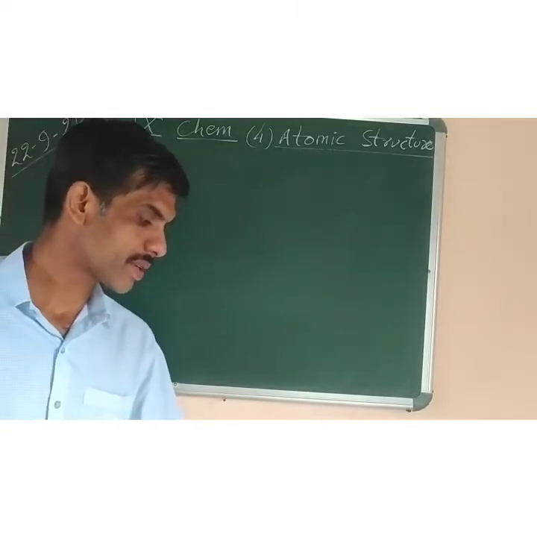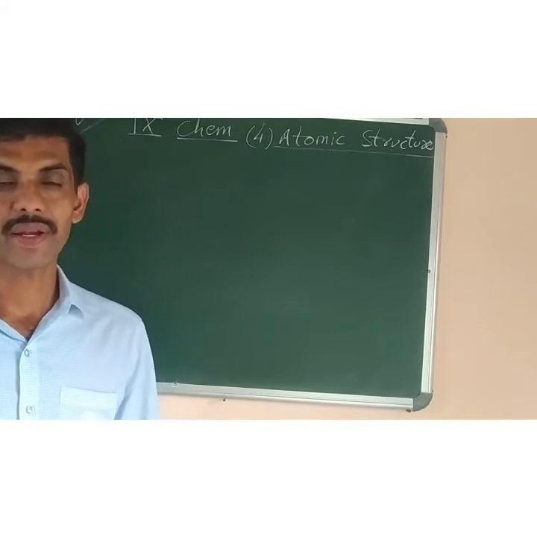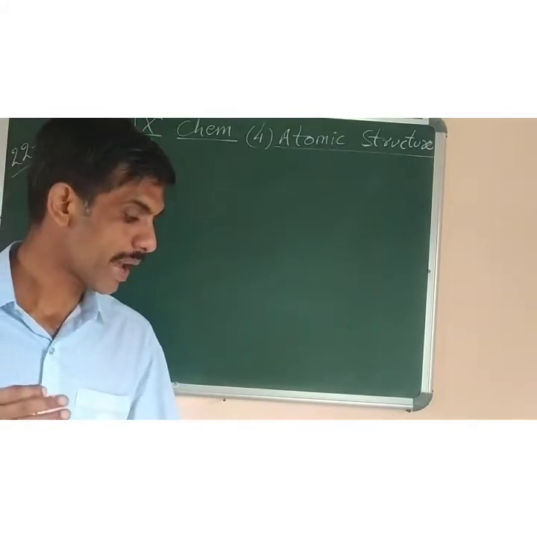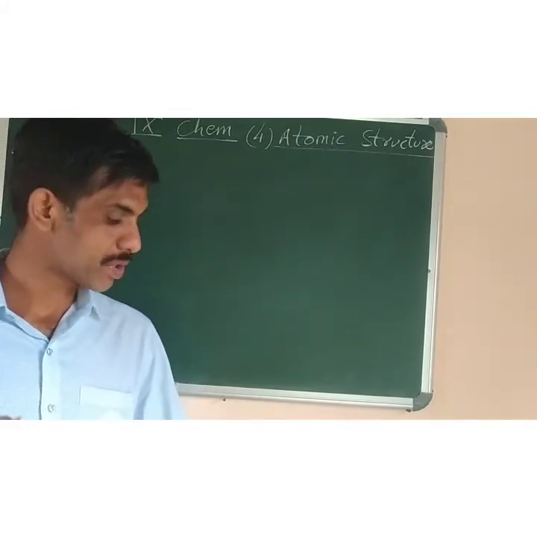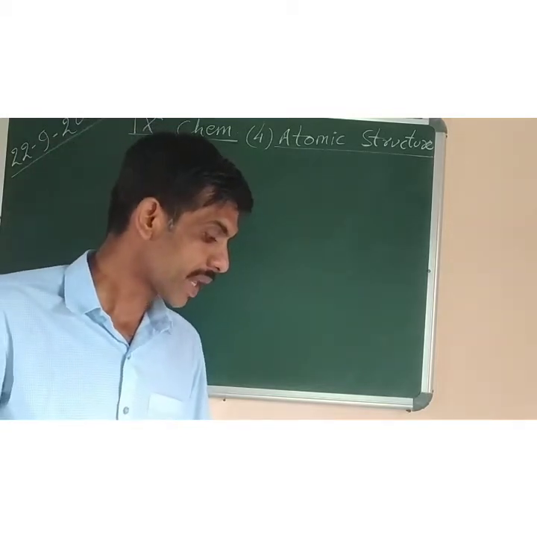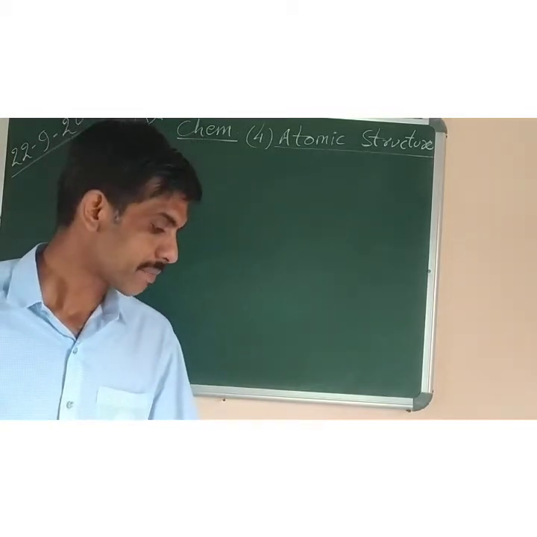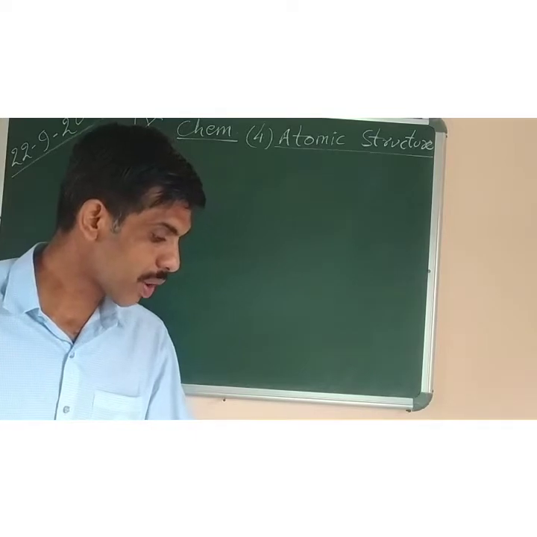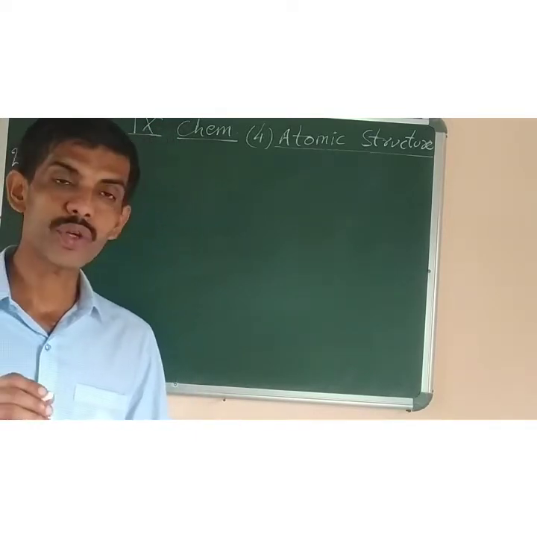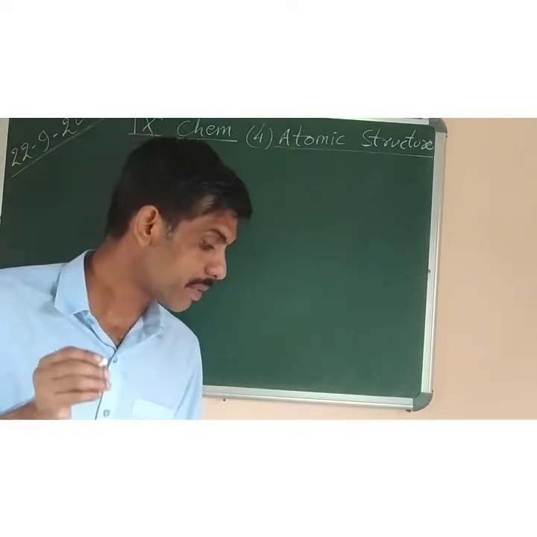The properties of electrons are, the mass is 1 by 1837 times the mass of a hydrogen atom. Electron has a unit negative charge, and electron is very small, and its radius is 1 into 10 to the power minus 15 meter.